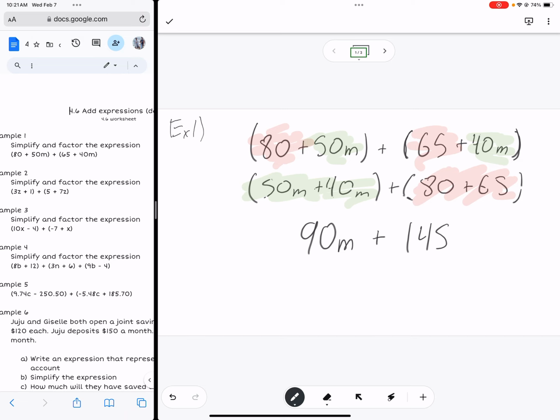Example 1 says not only are we simplifying, but we're also going to factor. So how can I factor 90m plus 145? What can I divide both 90 and 145 by? Sydney? It's 90 and 145. Can you do 90? 90 plus 90 is 180, so you can't divide by 90.